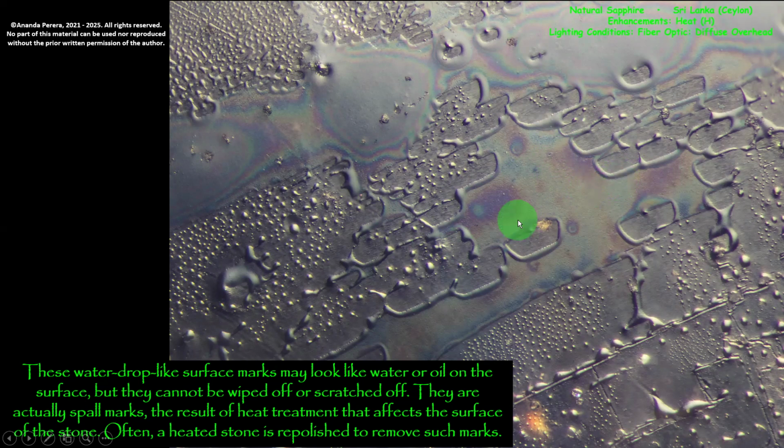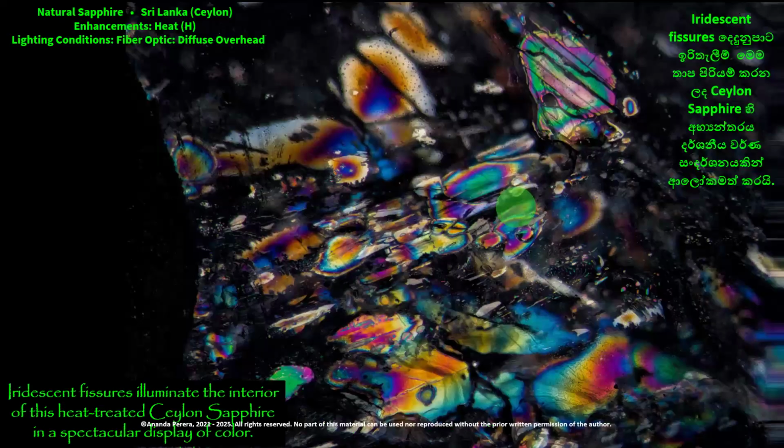Often a heated stone is repolished to remove such marks. After heating, this stone is recut and repolished, because these spall marks are evidence, so they need to remove such marks. So this is a heated mark.